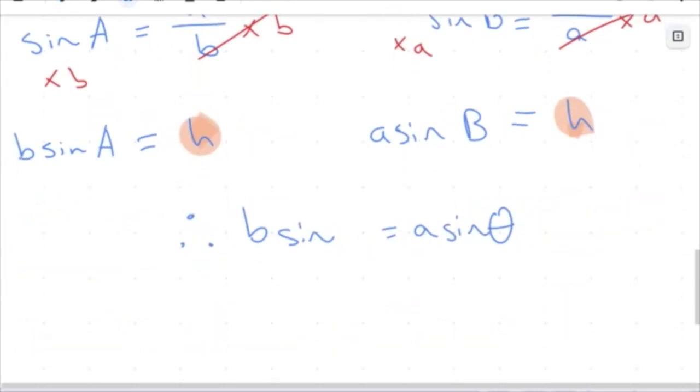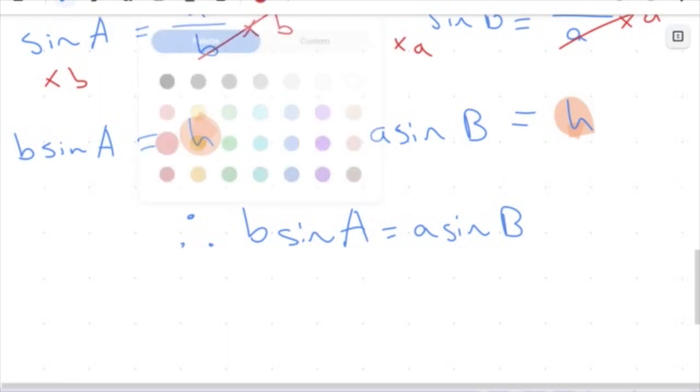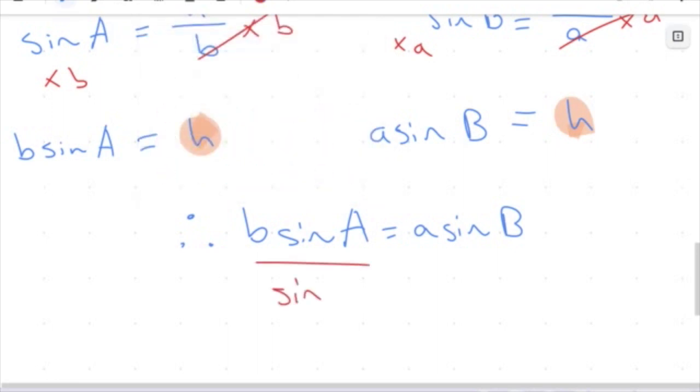And I have b sine A equals a sine B. Cool. Okay, now we can focus on grouping the sine A and the A, as well as the B and the sine B. How are we going to do that? Well, from this left-hand side, let's get the sine A over to the right hand side. So I'm going to divide this whole thing by sine A.